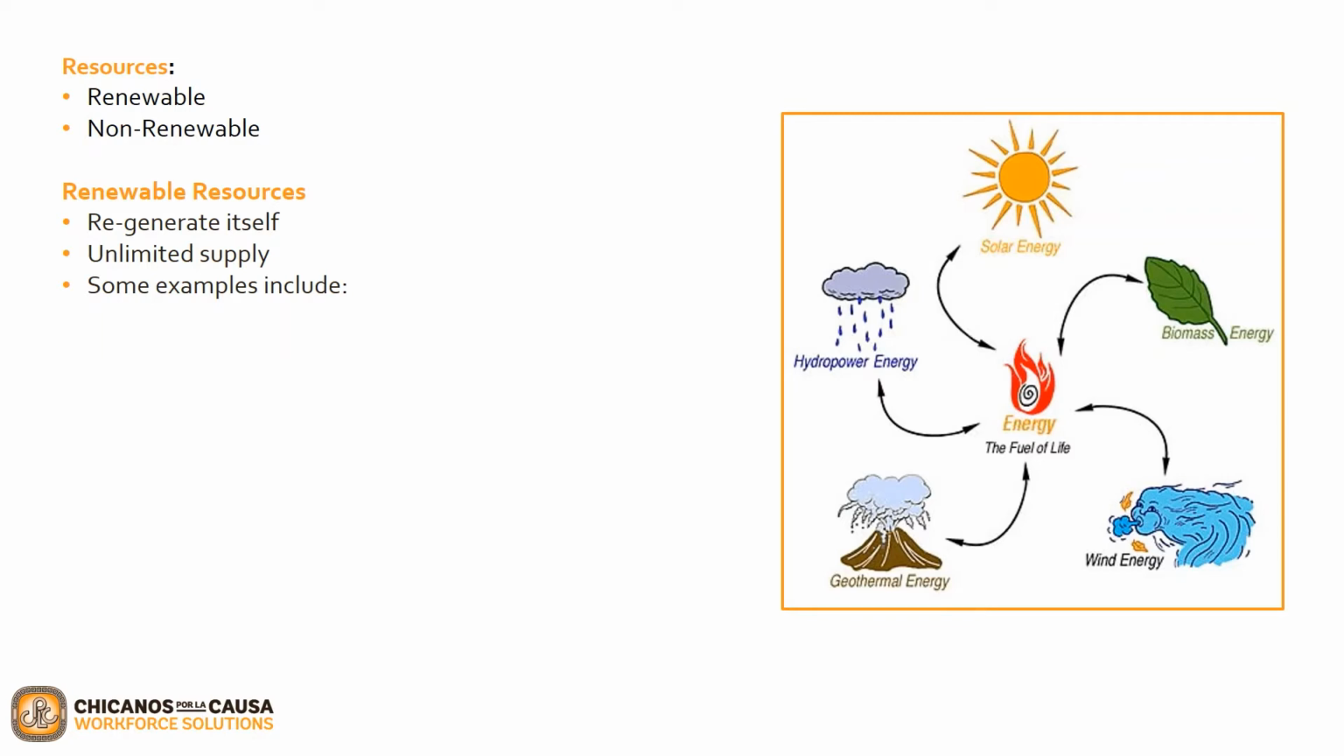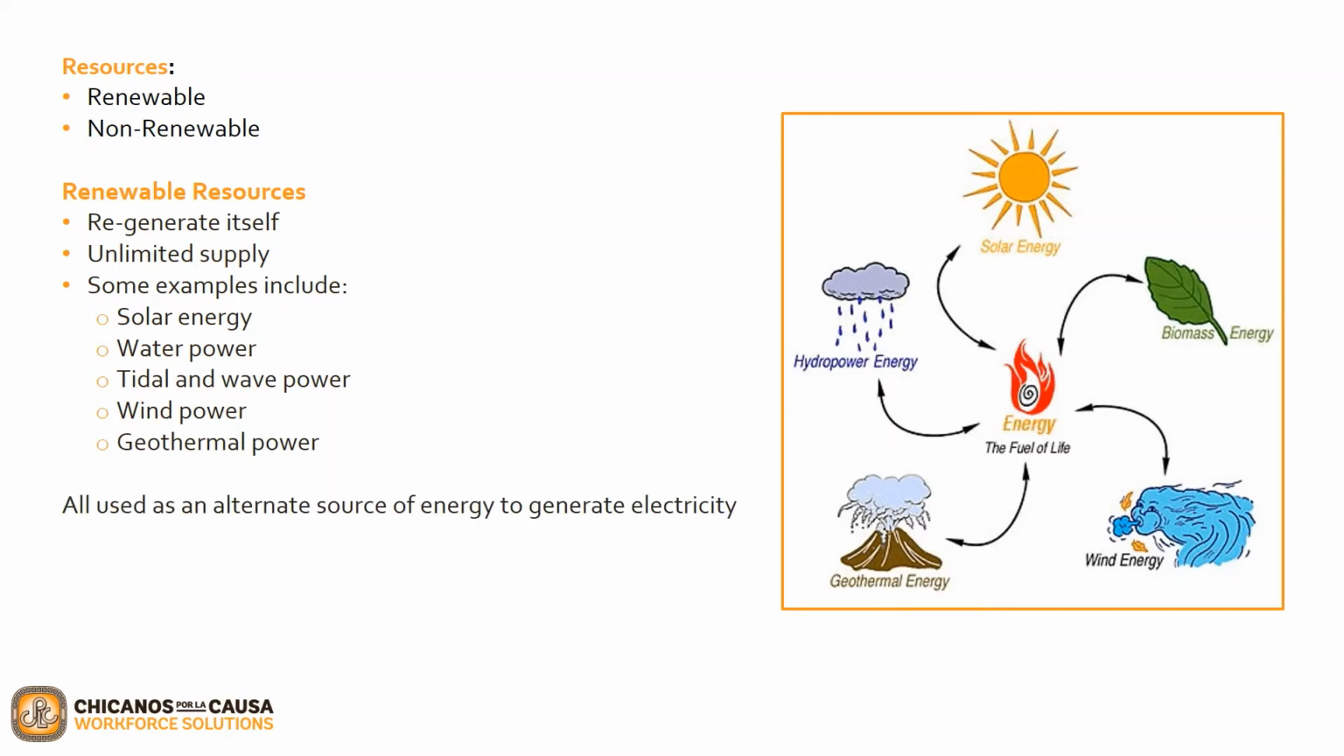Another example of a renewable resource includes water power. Water power of flowing rivers, tidal and wave power from the movement of ocean water, wind power from the movement of air, and geothermal power from the heat in the Earth's crust. All of these renewable resources have another thing in common. They are all used as an alternative source of energy to generate electricity.